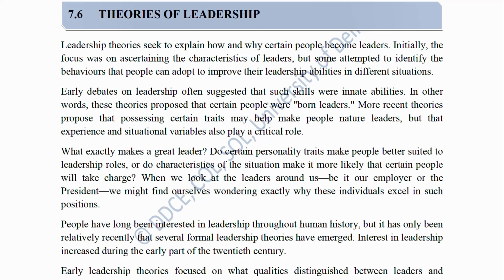Do certain personality traits make people better suited to leadership roles? Or do characteristics of the situation make it more likely that certain people will take charge? When we look at the leaders around us, be it our employer or the president, we might find ourselves wondering exactly why these individuals excel in such positions.